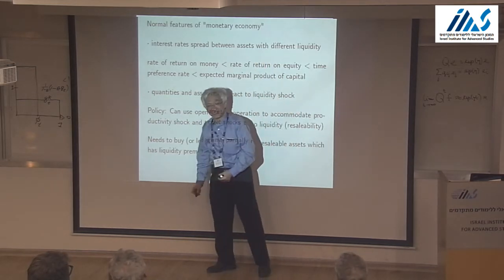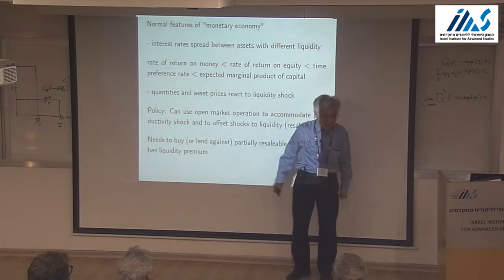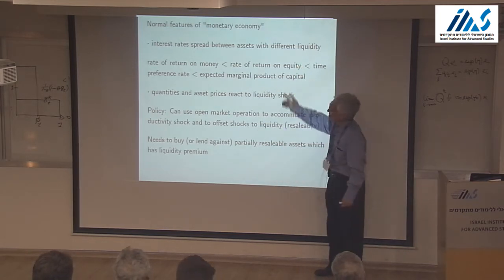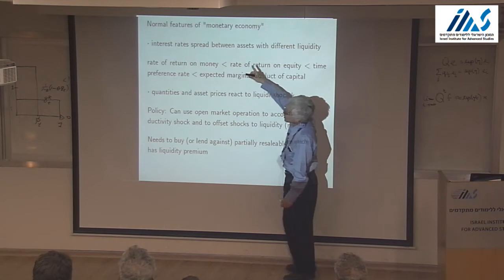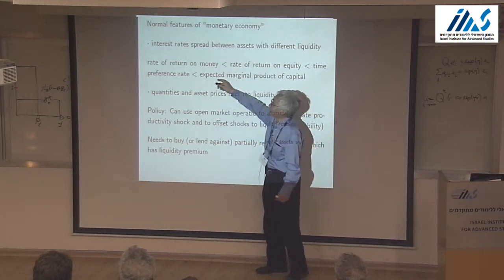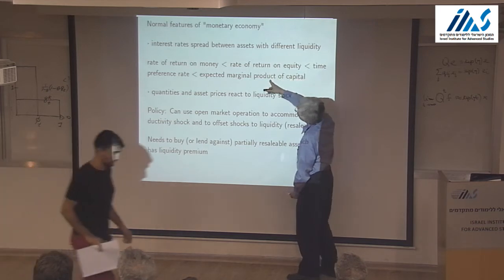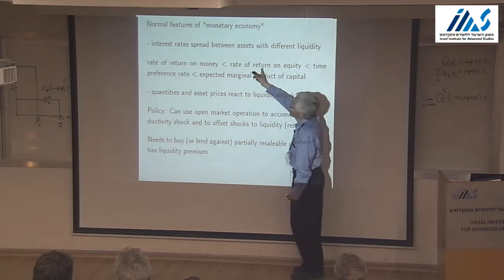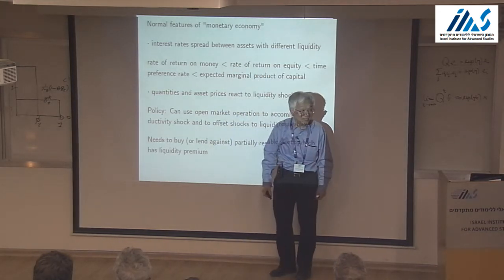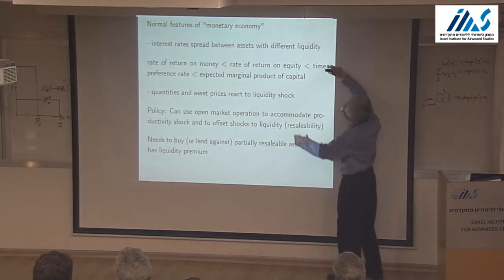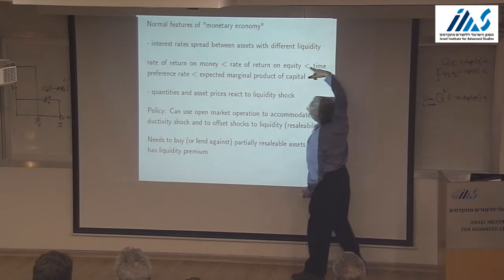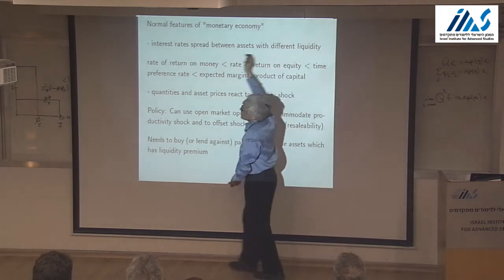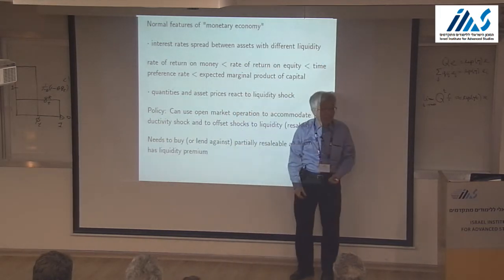This is slightly provocative for the people who do asset pricing, actually. What we said is, spread is everywhere. So the return on marginal product of capital should exceed the return on equity. But the return on equity should exceed the return on liquid money. And it turns out the time preference rate is in between the equity return, the savers' return, and the investment agents' return. So this is the normal feature of the economy.